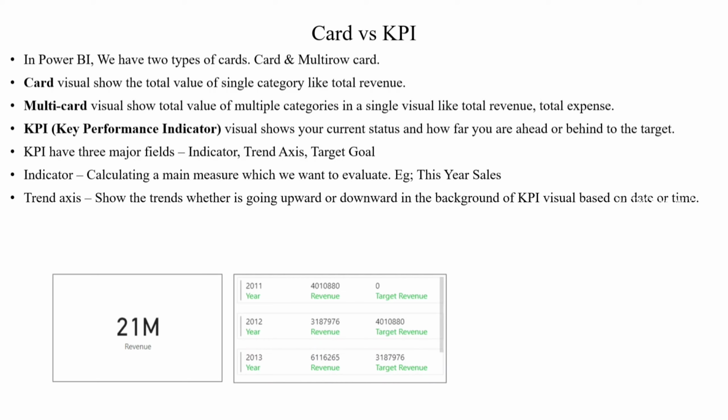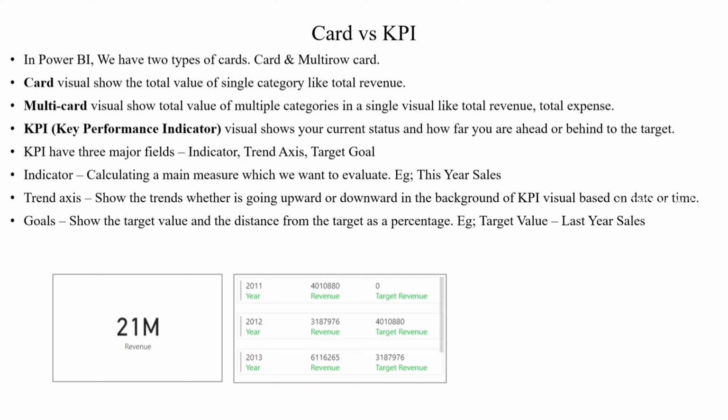Okay, but the trend axis will appear behind that KPI visual, which means in the background of the KPI visual it shows the trends, and it's based on date time. Okay, and when it comes to goals, it shows the target value and the distance from the target as a percentage. Currently it's showing whether we reached the target or not. If you reach the target, then it shows in green color, else it shows in red color. And then additionally it shows how far we are ahead or behind the target.